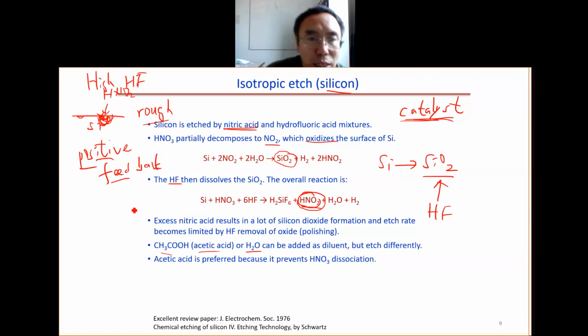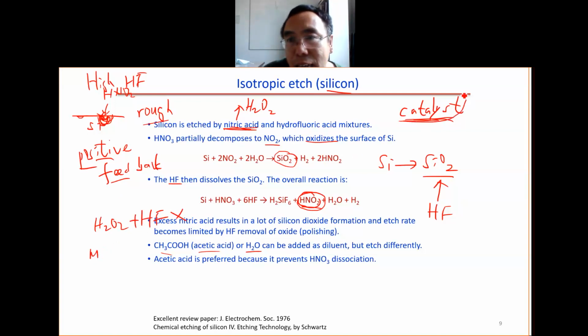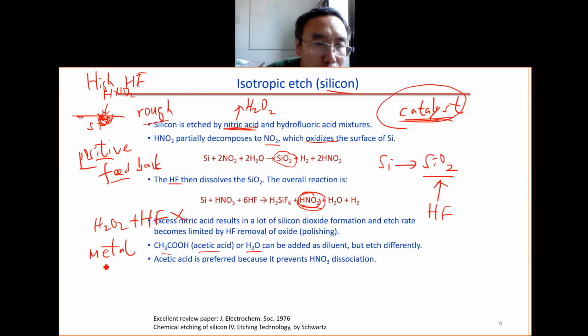So the second question is, can we replace nitric acid with hydrogen peroxide? We know hydrogen peroxide is also an oxidizing agent like nitric acid. So the answer is, if we use this one, it will not etch silicon, but we can add a catalyst. We need a catalyst. In this case, we can use metal as the catalyst to help this chemical etch the silicon.